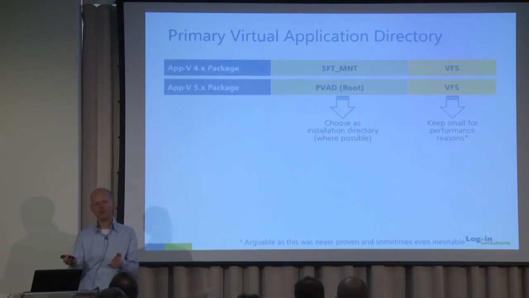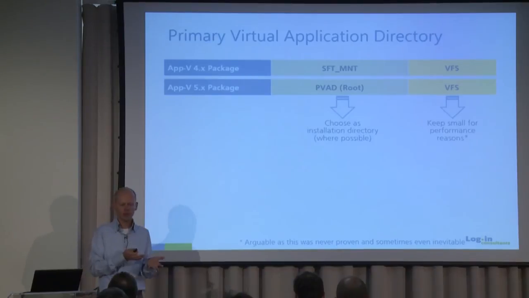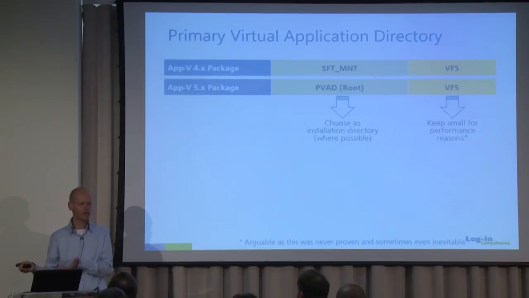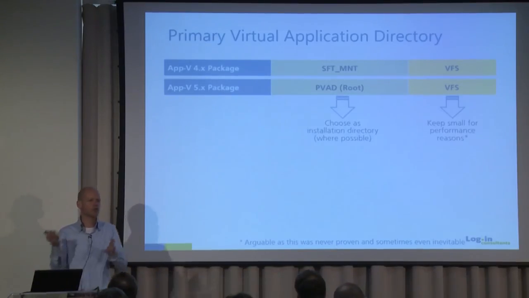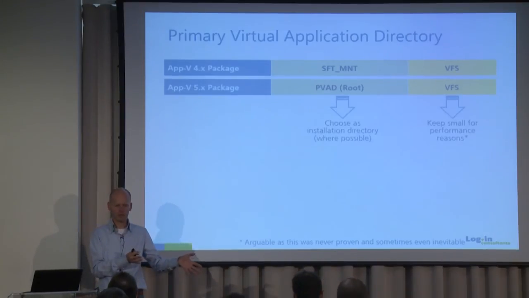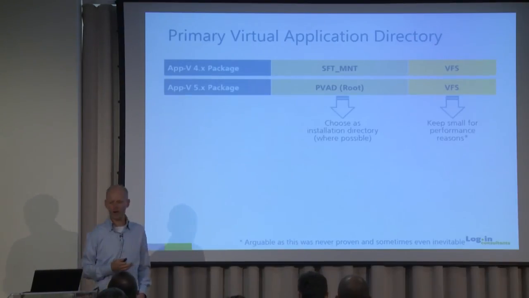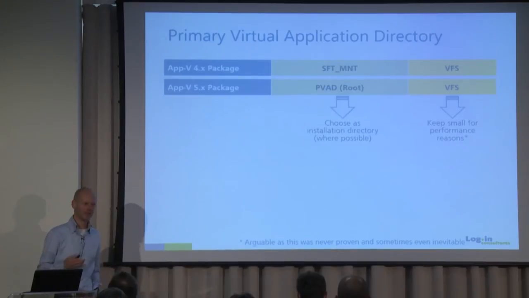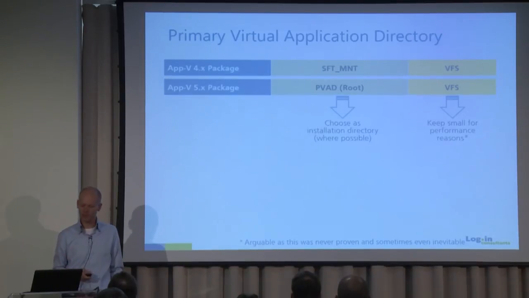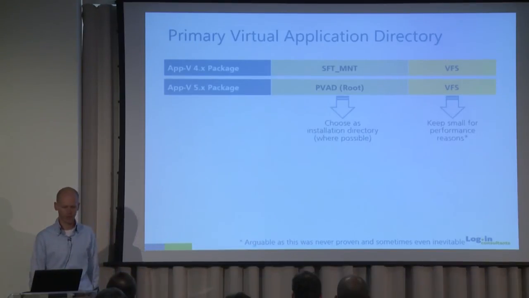Traditionally, best practice would be to sequence to Q. Why would we sequence to Q? Because then the virtual file system would be as small as possible, because most of the files would be part of the Q drive, and the VFS would be small for performance reasons. Performance reasons are arguable because this was never proven, and I haven't seen any documentation on it, and I never had any negative experience with it. And it's even sometimes inevitable. I mean, sometimes applications don't even allow us to choose an installation directory.